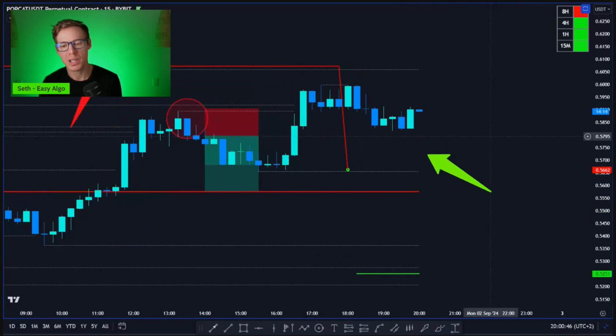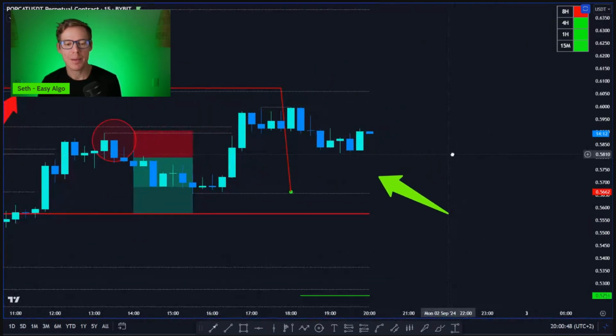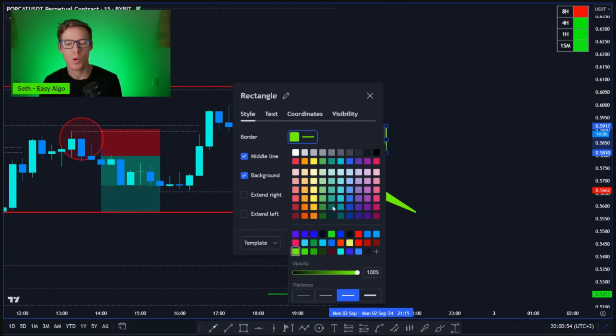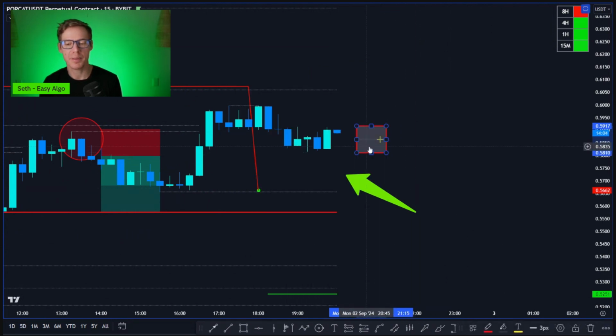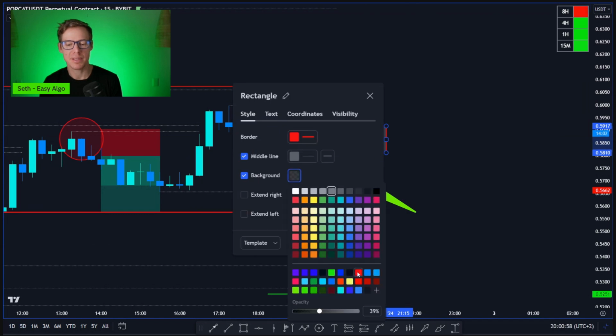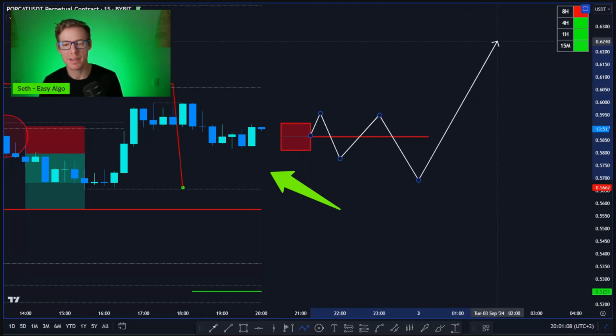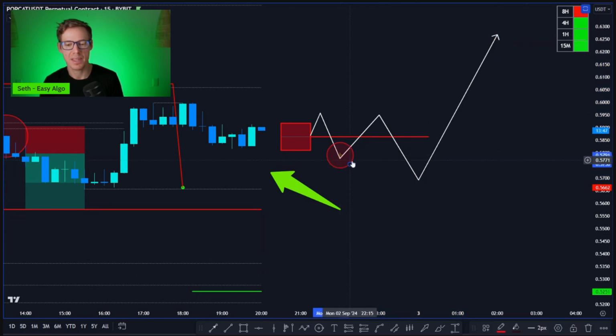So all I'm doing now for PopCat is I'm going to wait for a contraction box to form. Our lovely contraction boxes. Once we get the red box forming, once this happens, then I'm going to only look for entries when price is underneath the value line. That is it, guys. I'm going to wait for this kind of setup to happen. And I'm going to enter when price is underneath here. Let me change this to green.